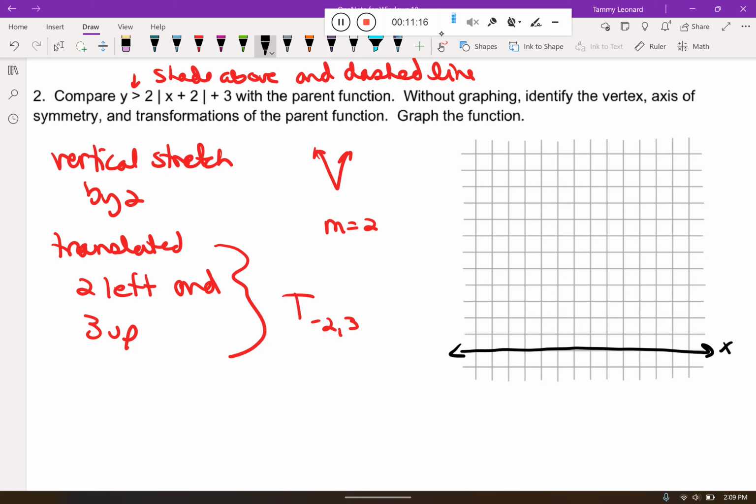A little bit to the right again, because just like the last one, we have a translation 2 to the left, so our axis moves a little bit to the right. Okay, so I'm going to go ahead and put my vertex in at negative 2, positive 3. I'm not going to label yet, because I know I'm going to have to shade, and I want to make sure I'm labeling in a way that works with the shading, so I'm going to hold off for a minute, okay?